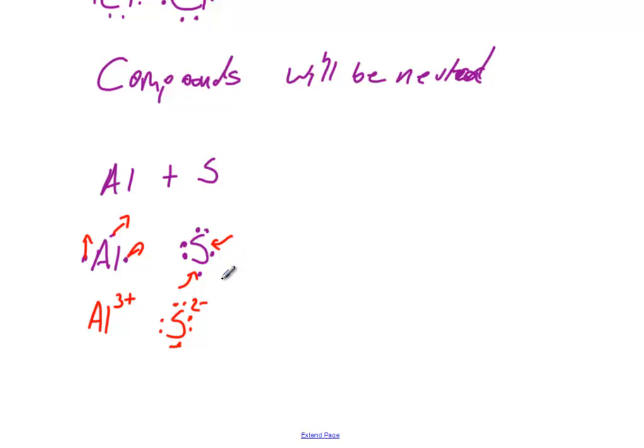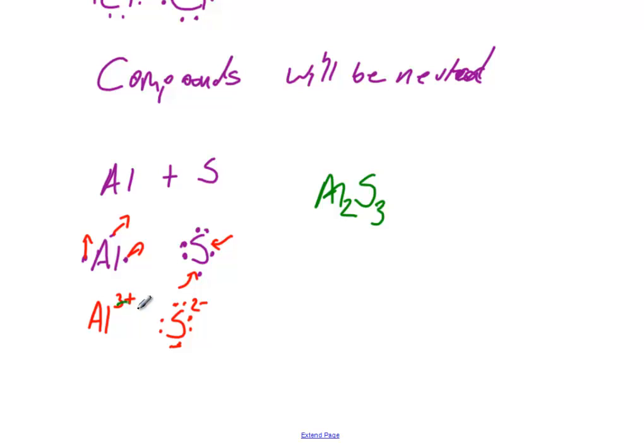Okay, but sulfur always wants 2, so we've got to keep in mind how are we going to get these things to be neutral. Okay, well, the easiest way is to say, well, what do 3 and 2 both divide? 3 and 2 both divide 6, and so I'm going to have aluminum, which is a 3 plus. How do I get to 6? Well, I need 2 of them. Sulfur, which is a 2 minus. How do I get to 6? I need 3 of them.